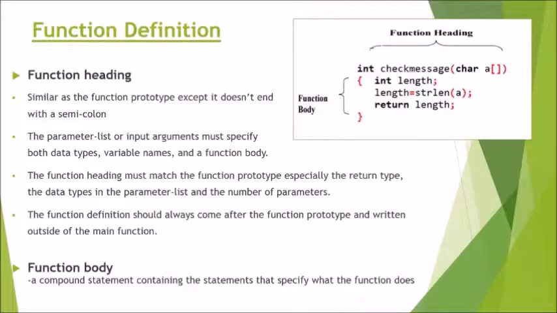The function heading must match the function prototype, especially the return type, the data types in the parameter list, and the number of parameters. The function definition should always come after the function prototype and be written outside of the main function. The function body is a compound statement containing the statements that specify what the function does.